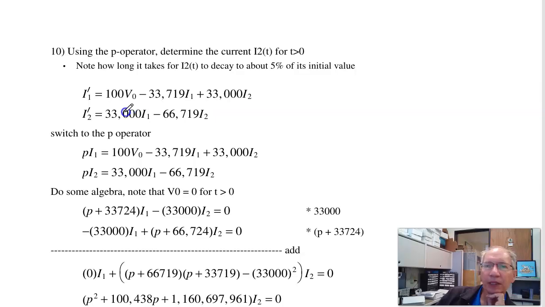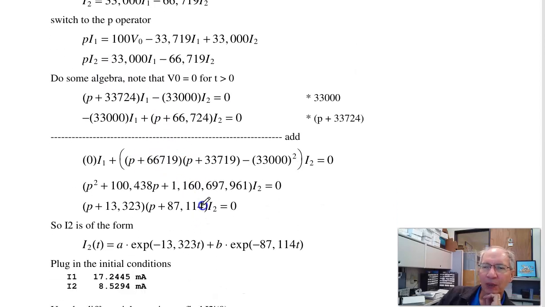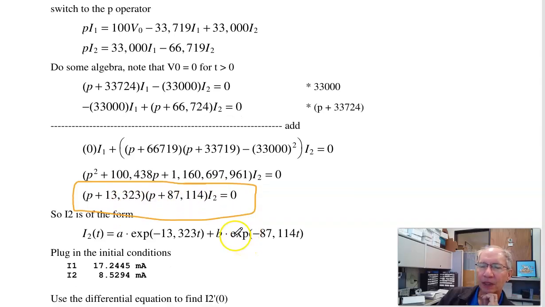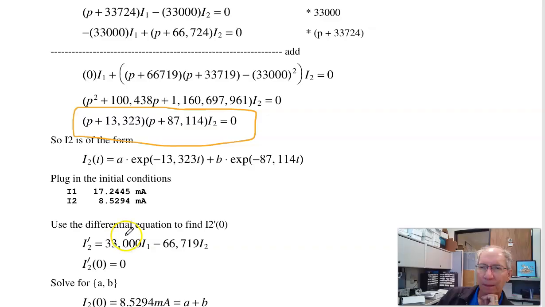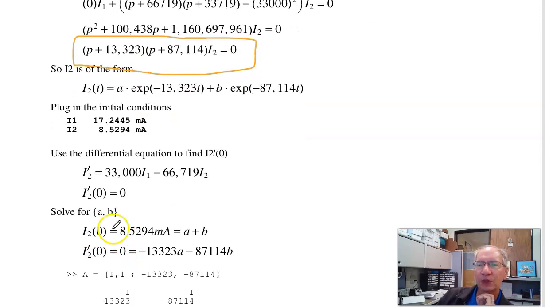If I use the p operator, pI1 means the derivative of I1, pI2 means the derivative of I2. Group the terms, solve, and I wind up with this equation. What that tells me is that either I2 equals 0, or p is minus 13,000 or minus 87,000. Plugging in the initial conditions, I2 of 0 is 8.52 milliamps. From the differential equations, plugging in the numbers, I2 prime of 0 is 0. That gives me two equations, two unknowns.